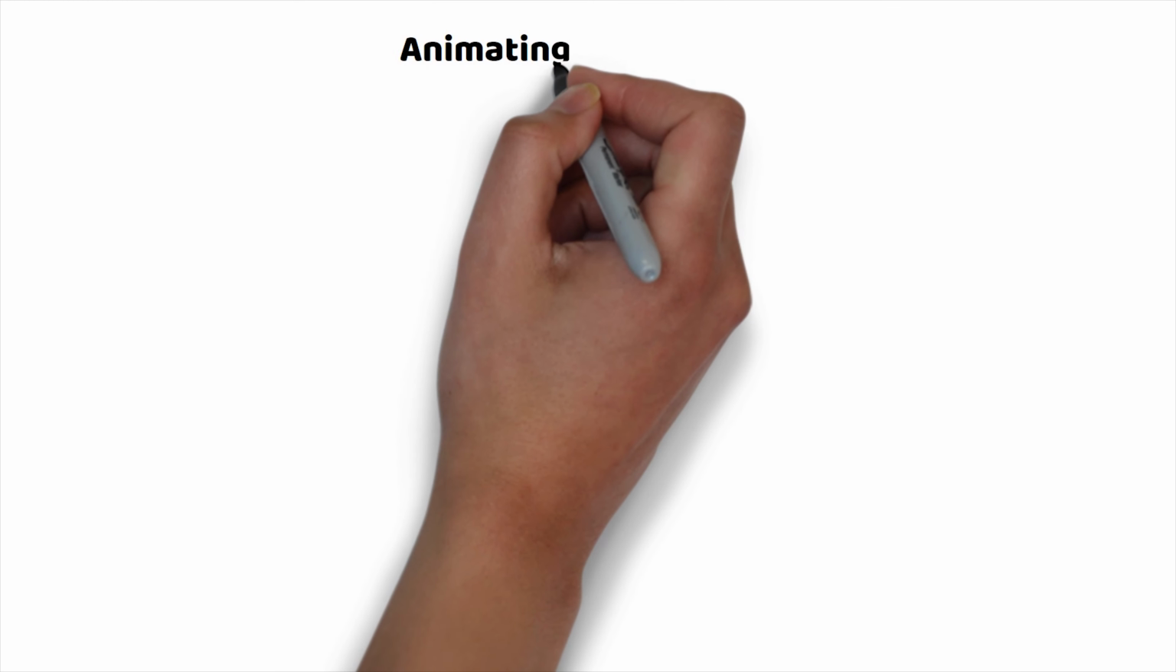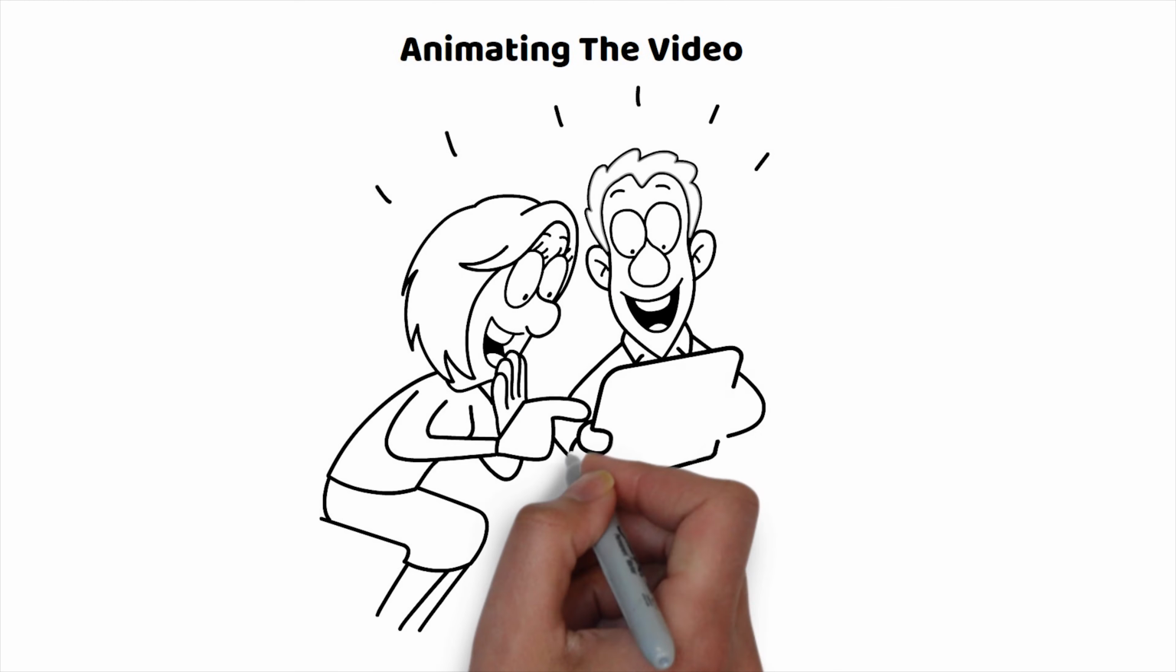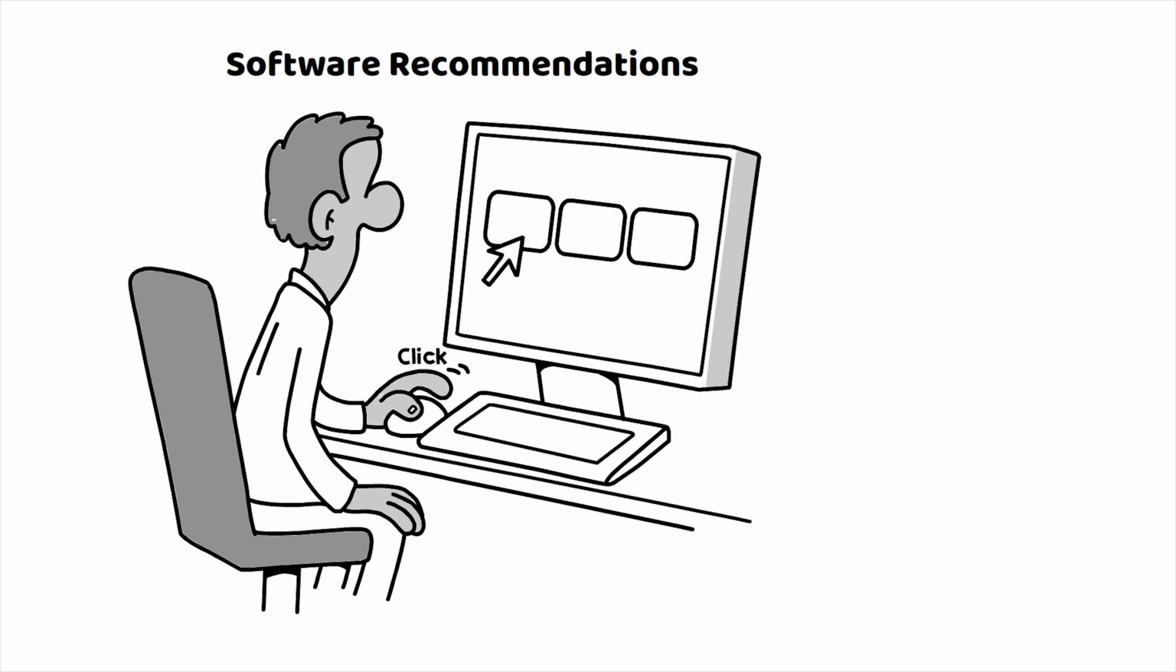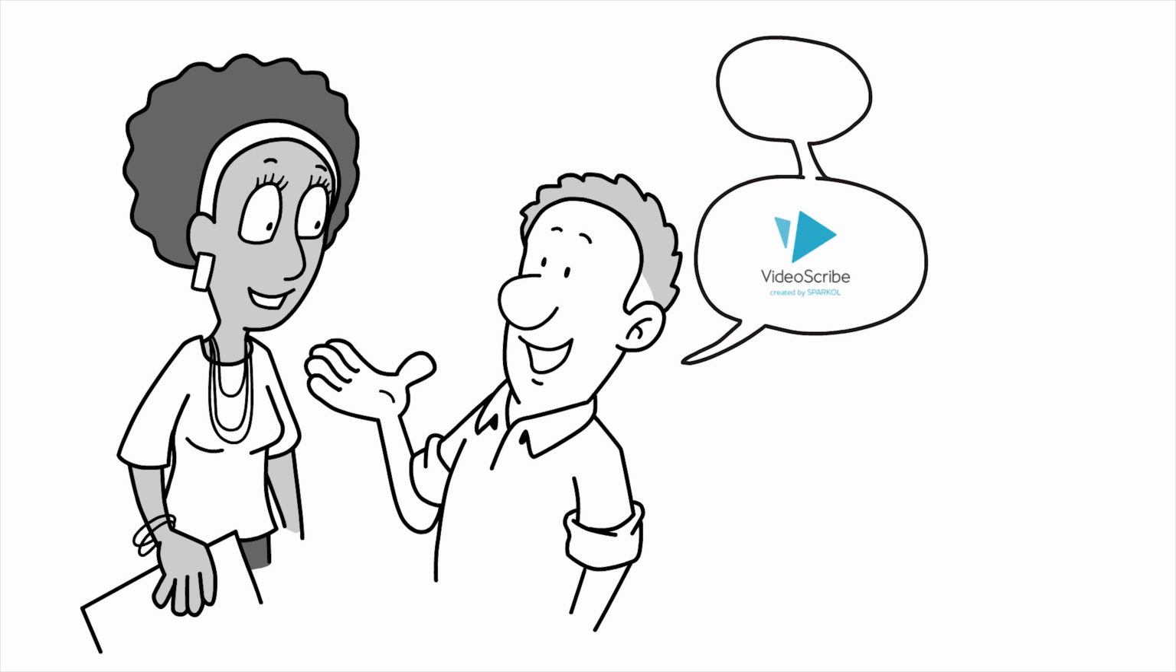Step 5, the moment that you've all been waiting for, animating your video. This is where you have a few options as far as the software that you're going to choose to create your videos, but I'm going to recommend you use VideoScribe because it's very beginner friendly.